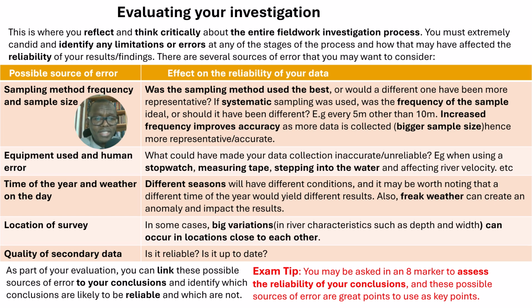And the first one is the sampling method, frequency, and sample size. Okay, so was the sample method that you used the best one for the data that you are collecting, or would a different one have been more representative or more appropriate, right? So if systematic sampling was used, for example, was the frequency of the sample ideal? So how many times you collected that data? Was it 3 or 4 or twice? Okay, or should it have been different? So do you think that it would have been better to collect 7 data sets instead of 5?